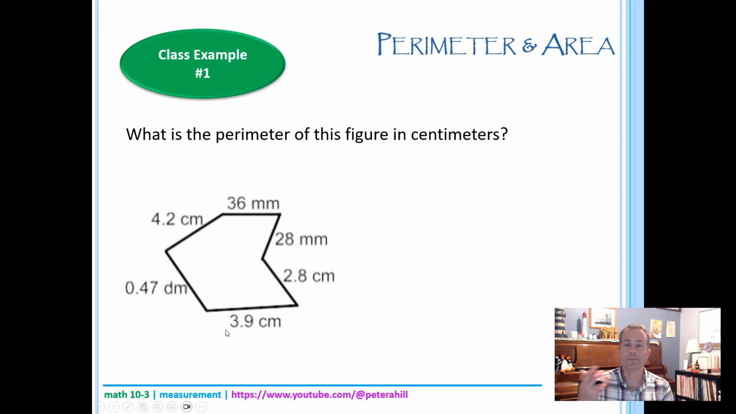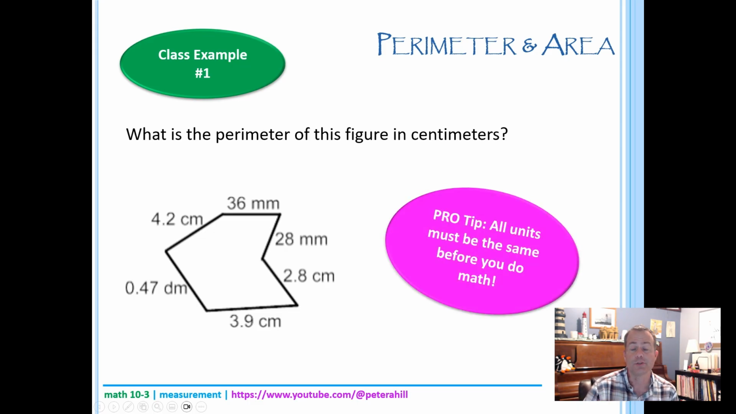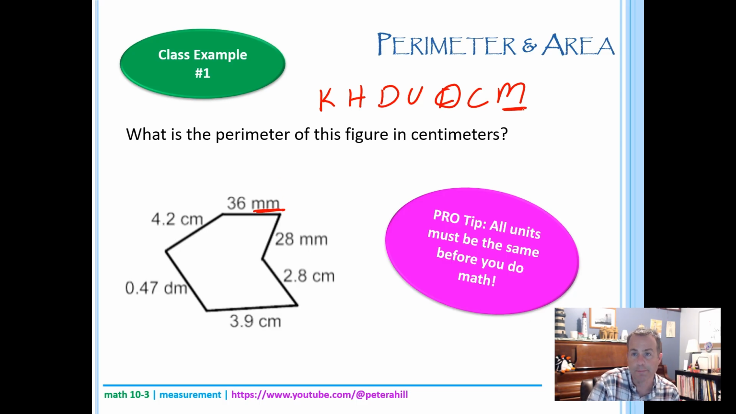All right, so in class example number 1, the question is, what is the perimeter of this figure in centimeters? Now, what I want you to notice right off the bat, not all of the measurements given to you are in centimeters. So, pro tip, all the units have to be the same before you do math. So in our first lesson, we talked about this fun little acronym. King Henry died unexpectedly drinking chocolate milk. And so we want to take my millimeters, which is an M, and move it over to centimeters. That's going to involve us going one decimal place to the left.